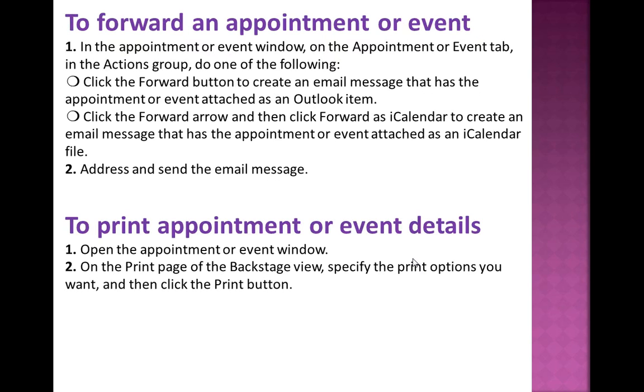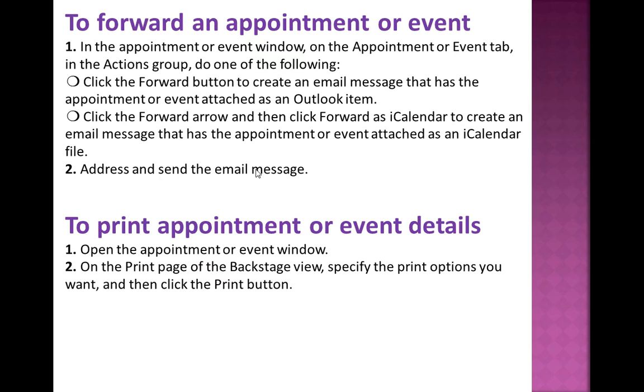Next is how to work with appointment and events. How to forward the appointment or event. In the appointment or event window, on the appointment or event tab, in the action group, click the following. You can forward to create an email message that has the appointment or event. You can click the forward arrow and then click on forward as iCalendar to create the email message and send the email message. Means simply type the email address and automatically the email message will be sent to the receiver.